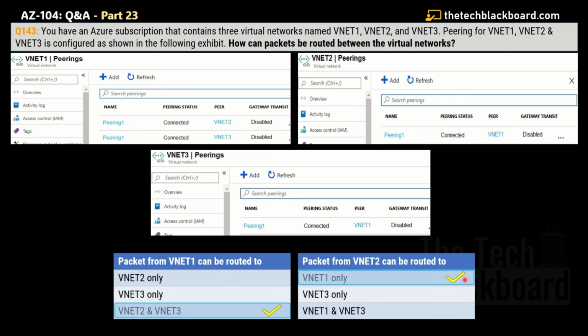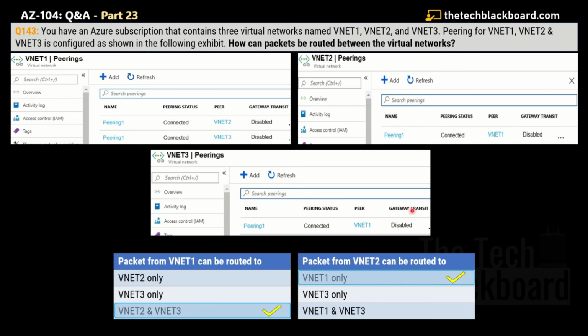And friends, I really want to talk about the gateway transits here. Here you can see that the gateway transit given in all the three screenshots are disabled. Now I have seen on many websites that they are mentioning that the gateway transit is disabled. Of course, it is disabled, but the gateway transit only applies when there is a VPN gateway created. And just so you understand, the gateway transit is a peering property that lets one virtual network use the VPN gateway in the peered virtual network for cross-premises or VNet to VNet connectivity, and hence really allows to reduce the cost and administrative effort since only one VPN gateway needs to be managed.